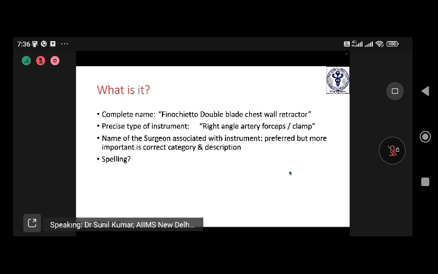Let's come to the first one, what it is. When you answer that question, you have to say the complete name. Try to be as complete as possible rather than saying this is Finocchiato. No, that's not the way. It's supposed to be Finocchiato double blade chest wall retractor. Then there is no scope for further questions in terms of what it is. Then the type of instrument, what kind of instrument it is. Again, the answer should not be just a forceps. Clearly say right angle artery forceps or clamp.